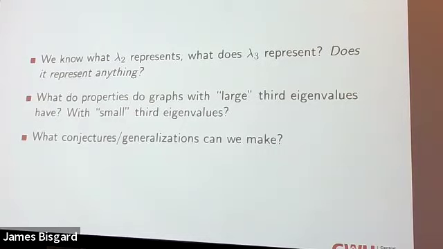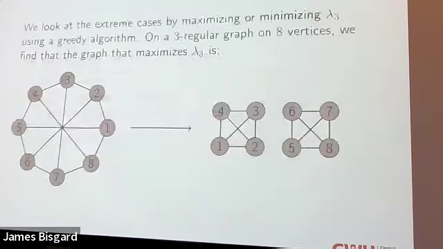Narrowing down a little bit, we ask what properties do certain graphs have that might correspond with their third smallest eigenvalue. And furthermore, are there any conjectures and generalizations that we can make along the way? We approach this problem by first looking to maximize or minimize eigenvalues on given graphs, and just seeing what things pop out of there, just looking at these extreme cases.